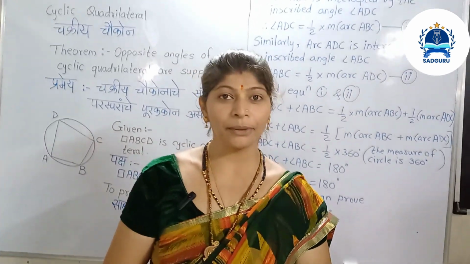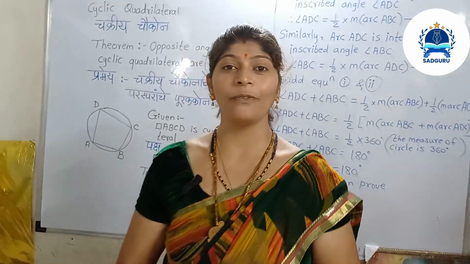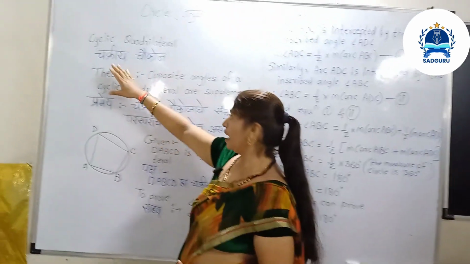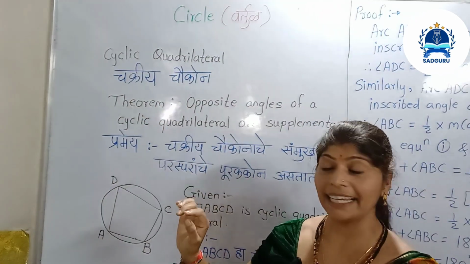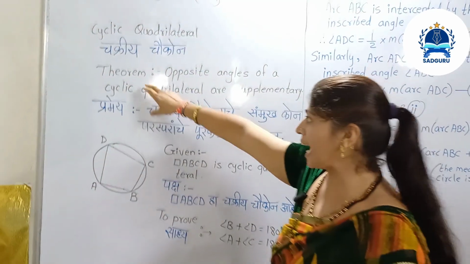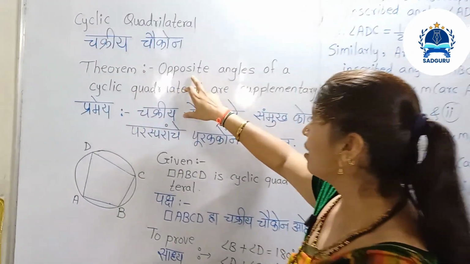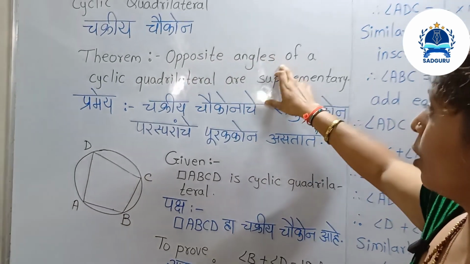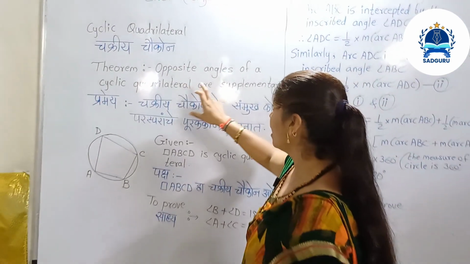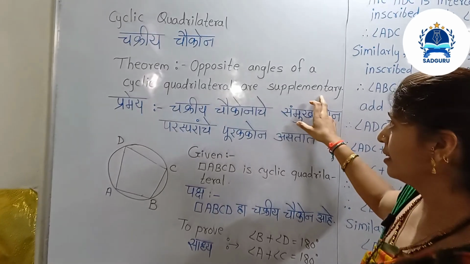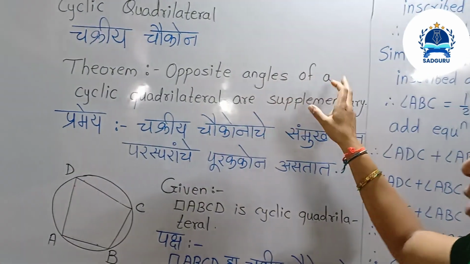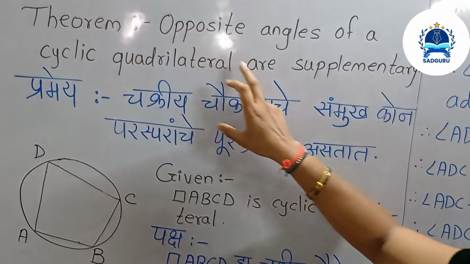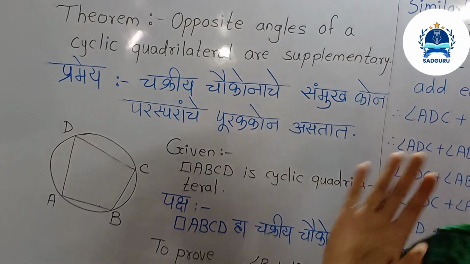Today we are going to learn the theorem of circle. The name of the theorem is cyclic quadrilateral. The statement is: opposite angles of a cyclic quadrilateral are supplementary. Opposite angles of a cyclic quadrilateral are supplementary.